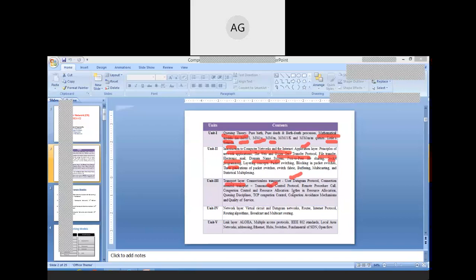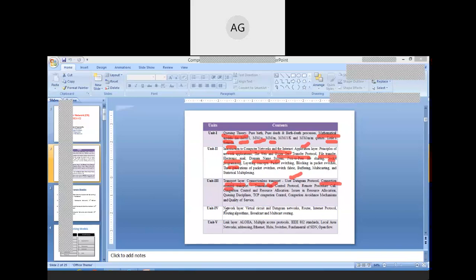The main task of the transport layer is to transport the data, the information, from the sender to the receiver. So these two protocols are much more important. In the case of UDP, it provides connectionless services, whereas in the case of TCP, it provides connection-oriented services. That we are going to study when we study unit 3.